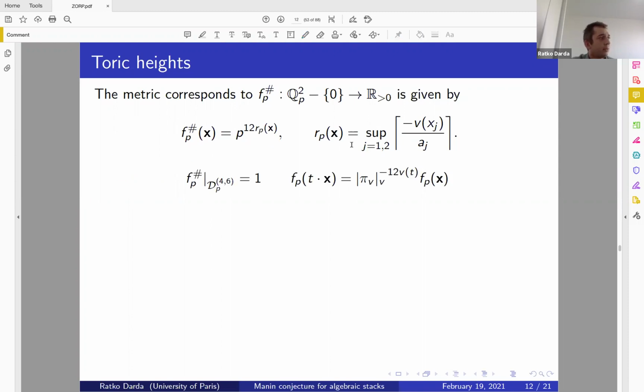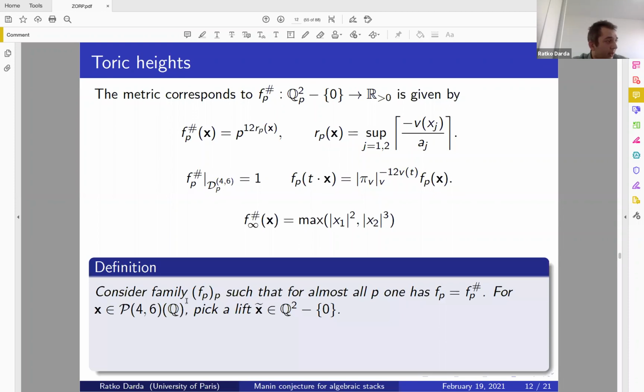Another way to characterize this function is that it's 1 on the set that we have seen, and for the others you use this formula. If you go t times x, you get this product. If you want to define height, you also need to specify the infinite metric, and we specify it by giving this setting like this.